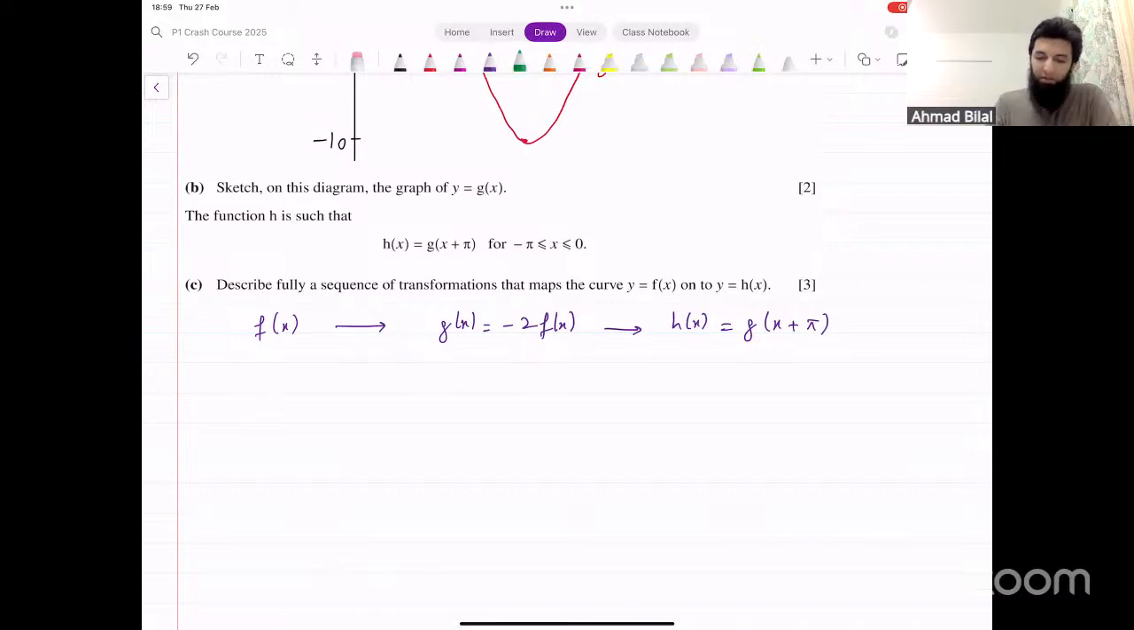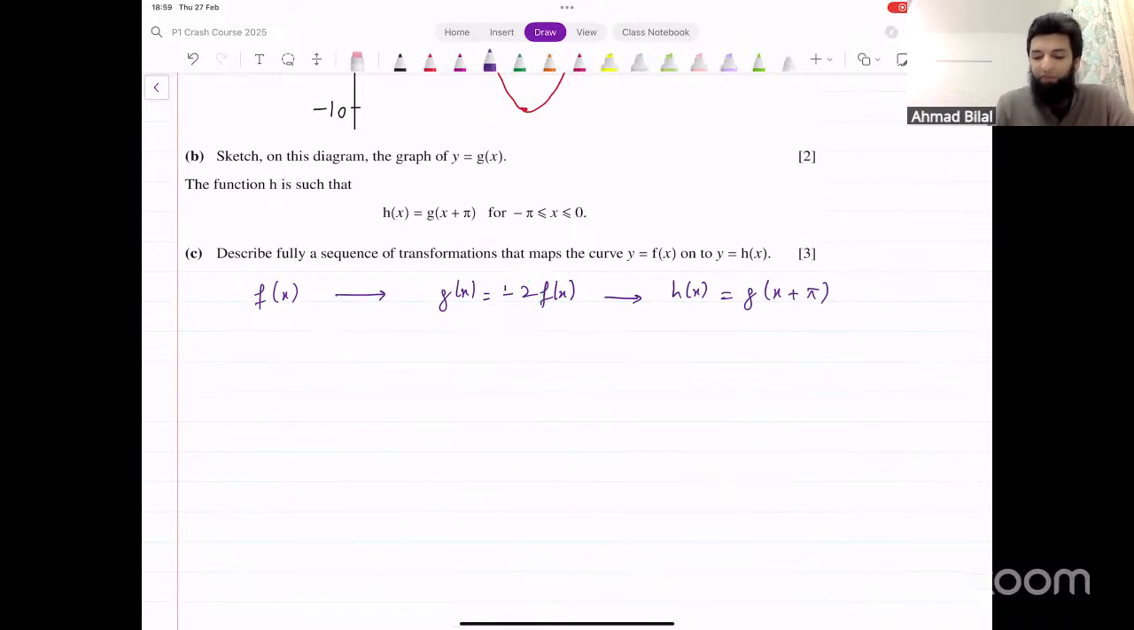Okay, so what are the transformations that are happening first? We are multiplying the whole thing by -2 outside. What transformation is that? That's a vertical stretch, scale factor -2. Right? Or we can say it's a reflection in x-axis and a vertical stretch with scale factor 2. Or we can combine this as well and just write it as a single transformation. We could say it's a stretch along y-axis with scale factor -2.